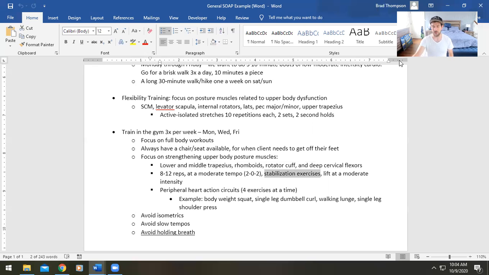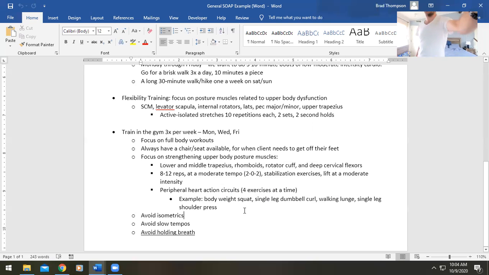And here's what's kind of fun. We are going to do what is called a peripheral heart action circuit. So this, guys, is a super awesome style of working out. And what it does is it evenly distributes blood throughout the body. So you'll notice what we did is we went to do a body weight squat, into a single leg dumbbell curl, into a walking lunge, into a single leg shoulder press. So he is going to go lower body, upper body, lower body, upper body, right?